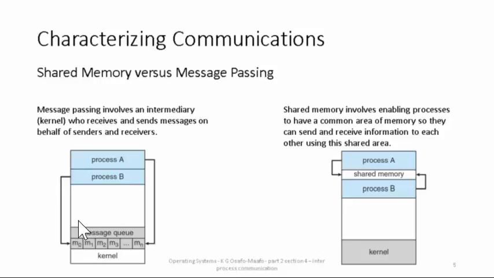Now, there are two main ways. There are many ways to characterize communication, right? This is just trying to get you to think of the resources that the computer has and how it can use those to solve the communication problem.